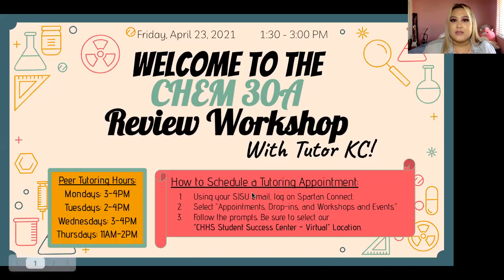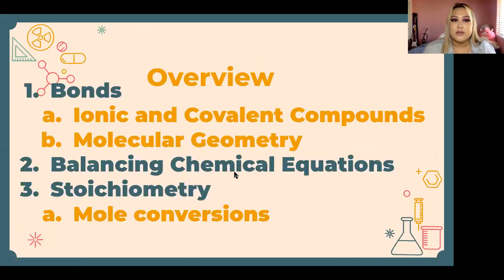But yeah, this is basically what we're gonna go over today, because I noticed that a lot of students have a more difficult time grasping these concepts. So we're going to go over bonds, the difference between ionic and covalent compounds, molecular geometry, and a little bit of polarity. With that being said, that also touches on Lewis dot structures. And then we're going to go over balancing chemical equations and stoichiometry and mole conversions.